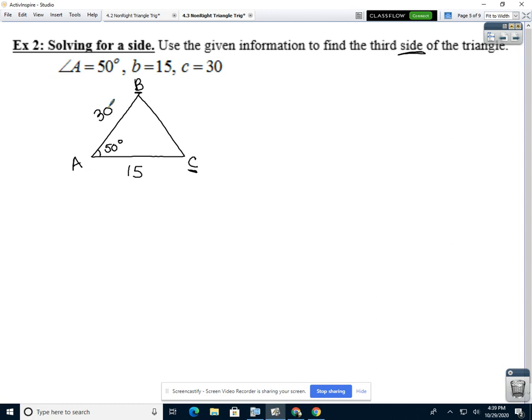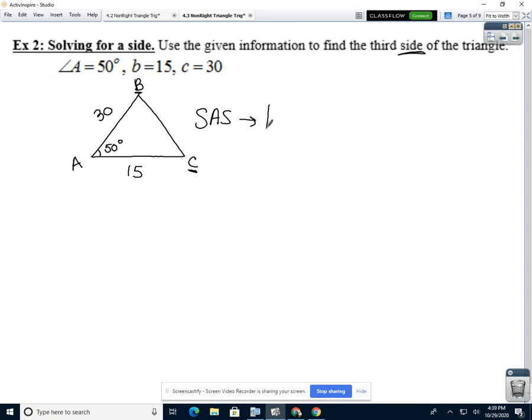So what kind of triangle is this? Well, it's obviously non-right because there's no 90-degree angle in the problem or the formula or anything like that. And then I see that this 50 degrees is sandwiched between these two sides. So that's our SAS case, side angle side case. And we are going to go ahead and look for our third side. So this tells me I'm going to use law of cosines.